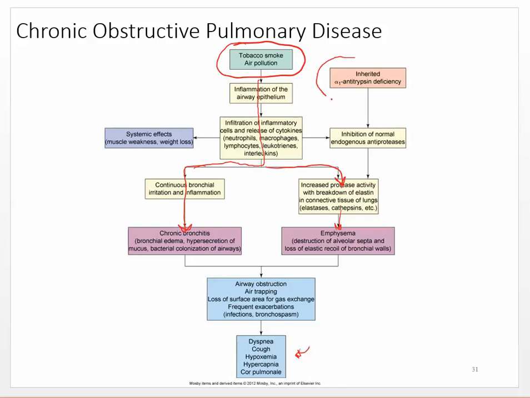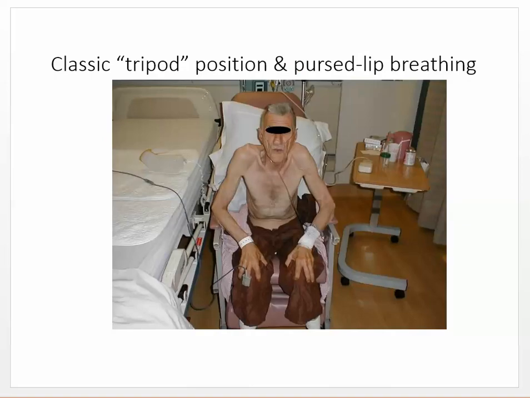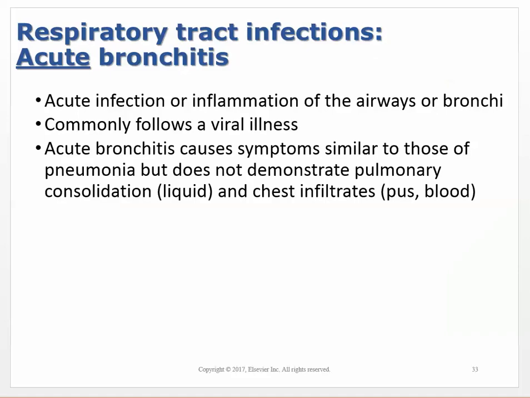Now, the inherited form, antitrypsin deficiency, is not necessarily going to be associated with bronchitis, okay? That's just that assault on the alveoli of the lung, and that's going to cause that damage. So the inherited form is pretty exclusively going to be associated with emphysema. Okay, so now we can see here a picture of the classic tripod position and pursed-lip breathing of a patient. Okay, so let's talk about some infections.